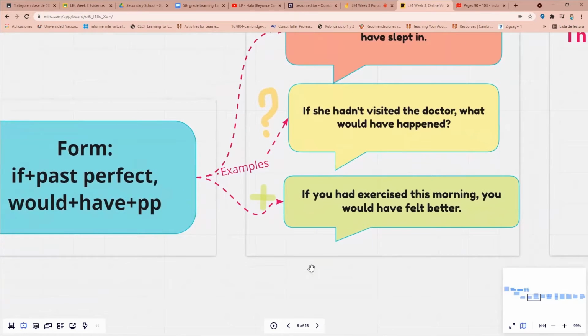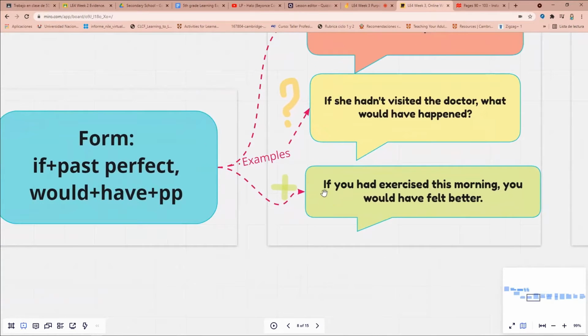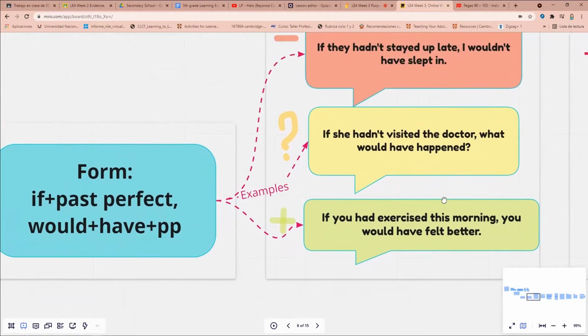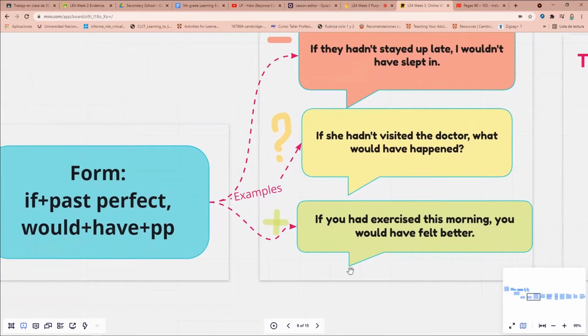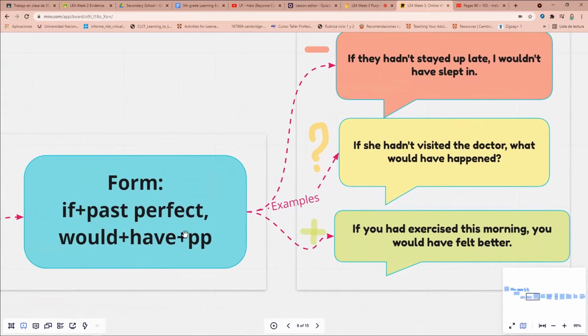Now, the positive sentences. If, past perfect, would have past participle. So as you see, we add not for negative sentences. We add question words for questions and the question tag. And we don't add anything in the case of the positive. We just work on the form.